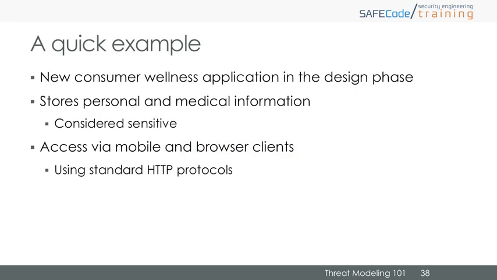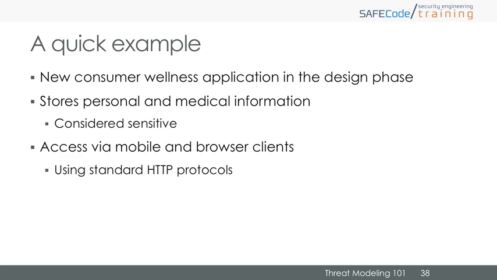Your company is designing a new consumer application that will track health and fitness information, conceptualized to help users make positive lifestyle choices. The application collects and stores basic personal information plus their medical histories. As a result, the information is considered sensitive, and a breach would have a significant negative impact on your company's brand image. The application will offer the user both mobile and web interfaces to interact with the application, using standard HTTP protocols for communication. Luckily, you were involved early enough to have the opportunity to assist the product team during the design phase of the application.